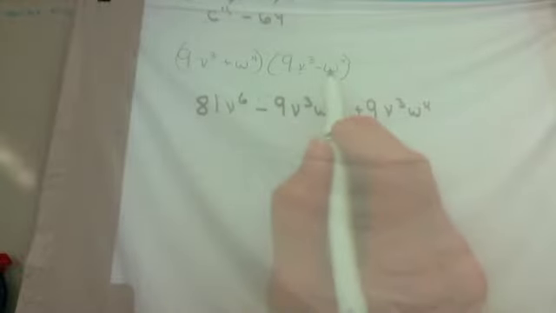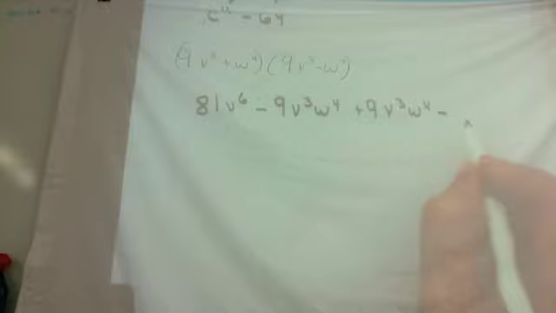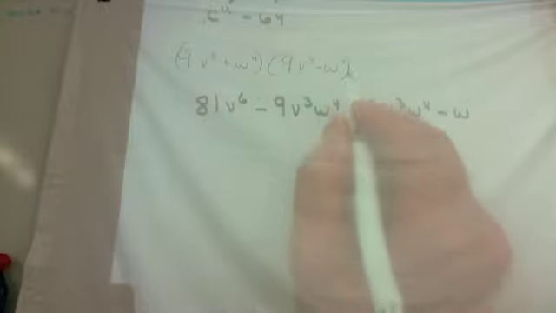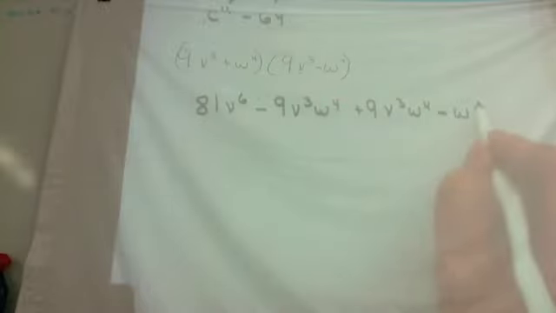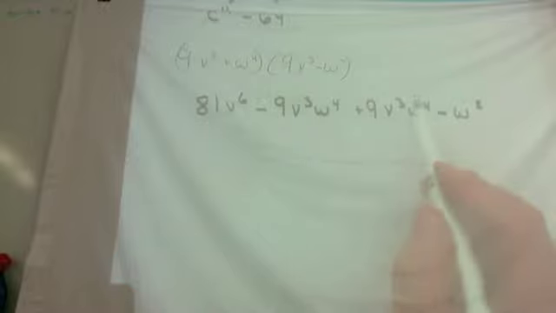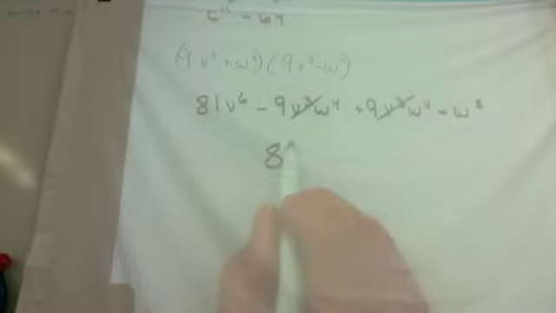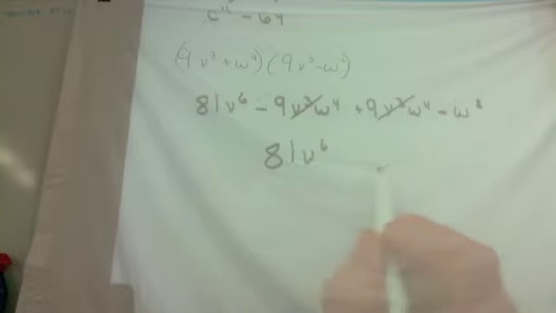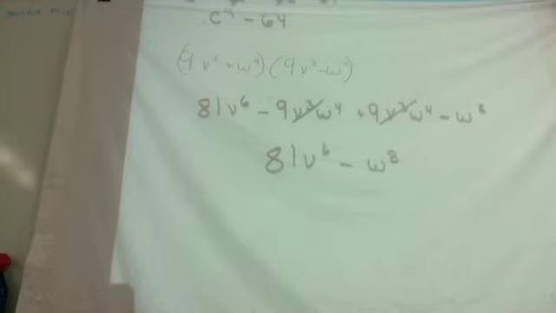And then w to the 4th times a negative w to the 4th is negative w to the 8th, because 4 plus 4 is 8. The inner terms cancel, and I end up with 81b to the 6th minus w to the 8th. And that's how you multiply special cases. Good luck.